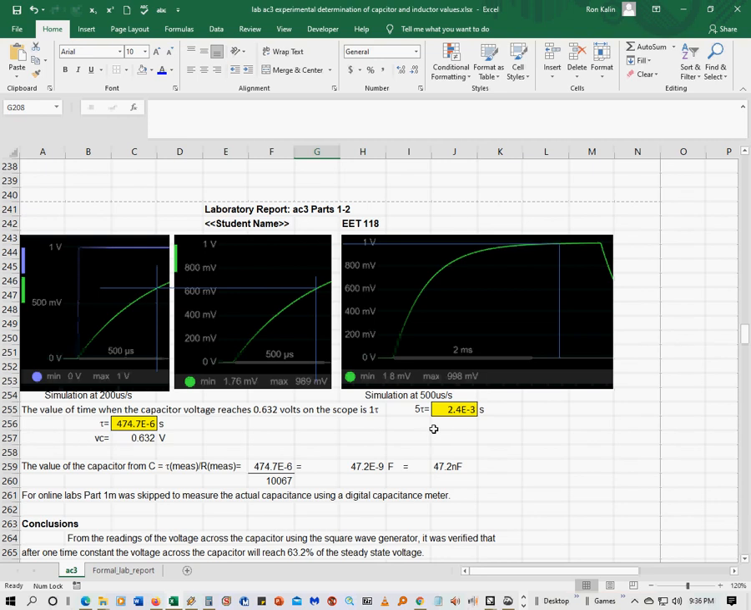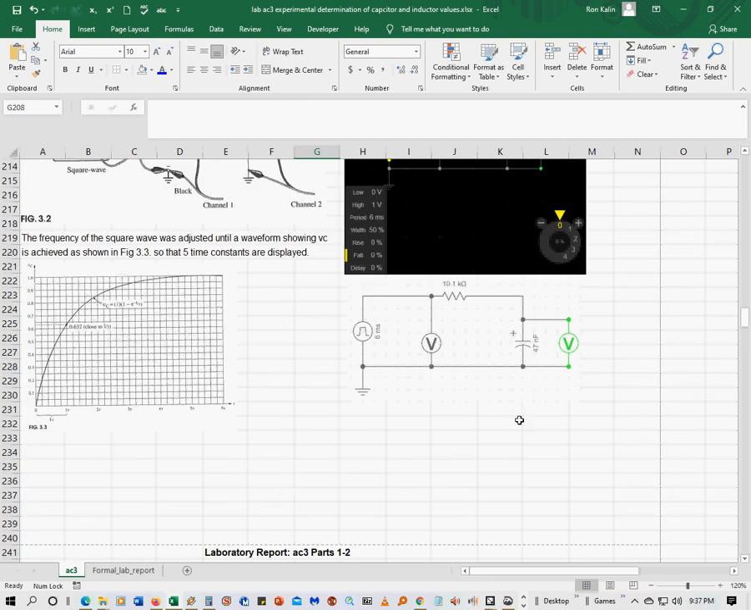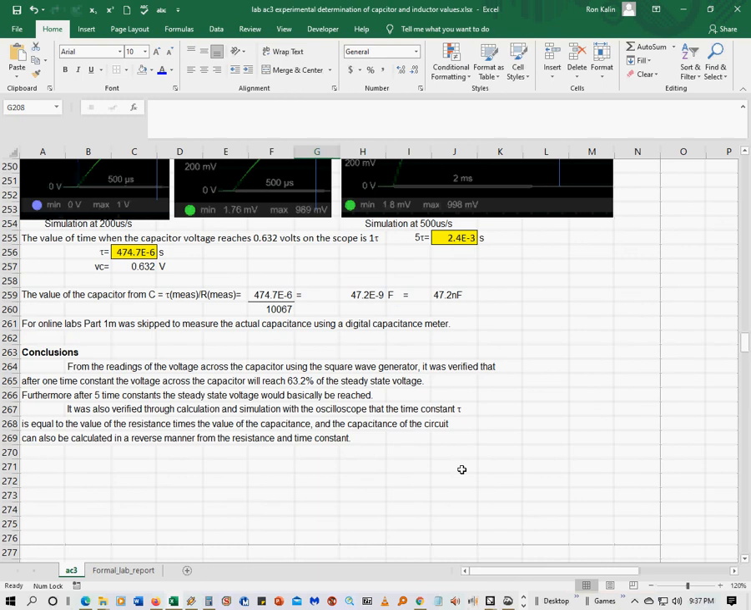This ends up being 5 time constants, which is 2.4 milliseconds. One time constant is 474 microseconds, which the value of EC is 0.632. And then you can calculate the value of the capacitor in a similar way. And I got 47.2 nanofarads, and there it is. It's 47. It was really close.